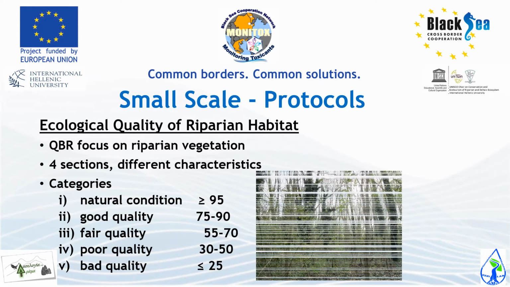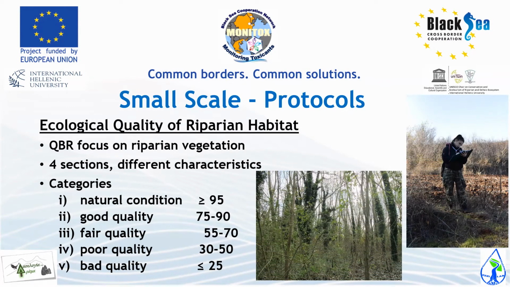The other protocol that we really like is called the Ecological Quality of Riparian Habitat. The acronym is QBR, and this focuses more on the riparian vegetation. It has 4 different sections, and each of these looks into different characteristics. The first 3 are on the riparian vegetation, for example, if you have fragmentation, if you have different canopies. The last one focuses on the stream. Each section can get a maximum of 25 points, and the maximum score you can get is 100 points. If you have 95 or greater, you're in very good condition. If you have below 25, you should be really worried. Of course, we have the intermediate categories with good, fair, and poor quality.